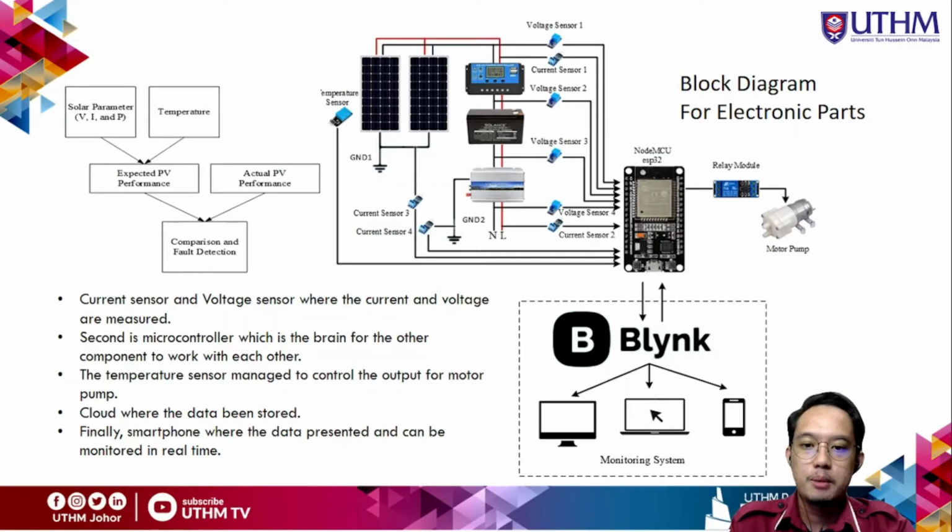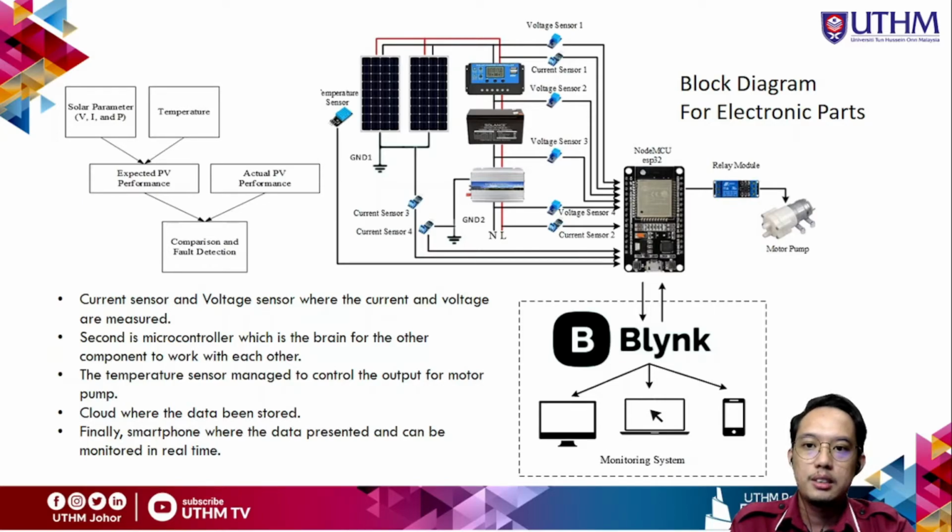So the temperature sensor manages to control the output for the motor pump. That's the DC motor pump to provide the water that will flow to the surface of the solar panel to prevent overheating on the solar panel surface. Cloud is where the data is stored. Finally, the smartphone is where the data presented can be monitored in real time. So using the Wi-Fi module as an IoT system, we can manage and monitor the data from the circuit directly using monitoring systems such as computers and smartphones.